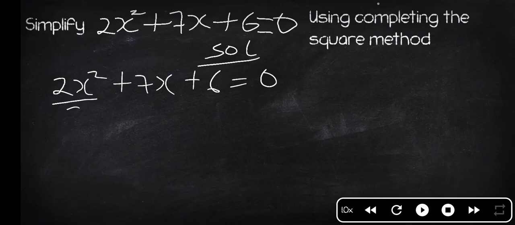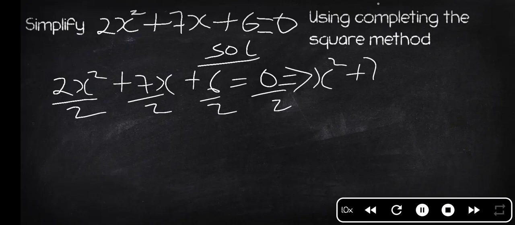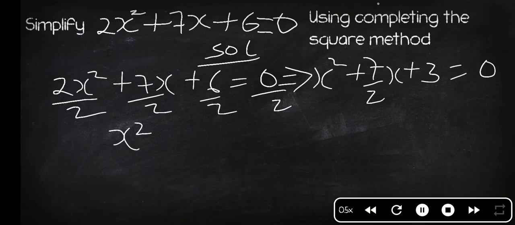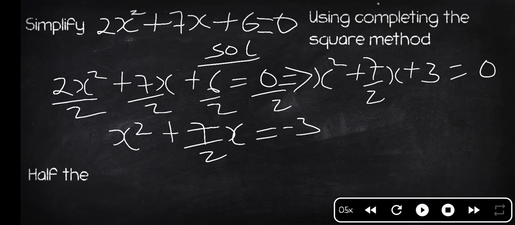Before you solve this question using the completing the square method, you have to divide each term by 2 so that you can make the coefficient of x squared equal to 1. So what's the next thing to do? When you divide each term by 2, you have x squared plus 7 over 2 x plus 3 equals 0. So the next thing to do, you shift the plus 3 to the other side. When you shift it to the other side, you have minus 3.